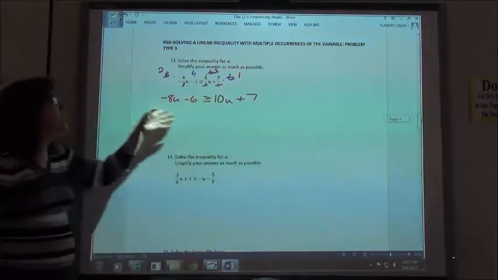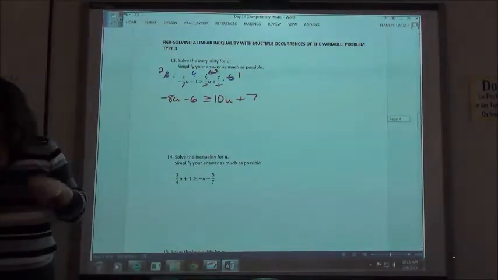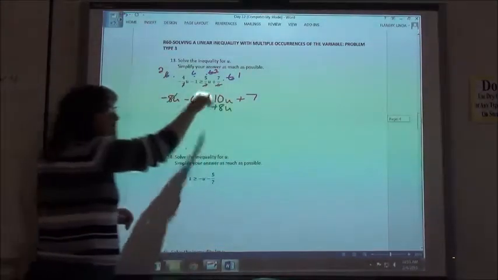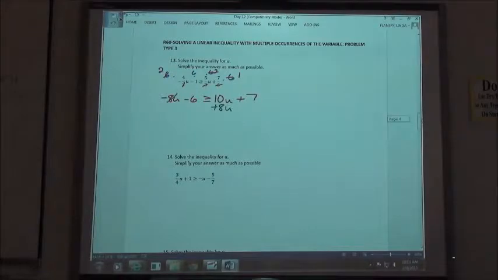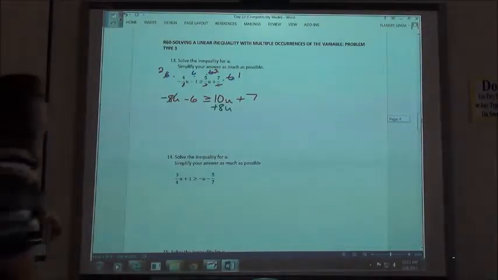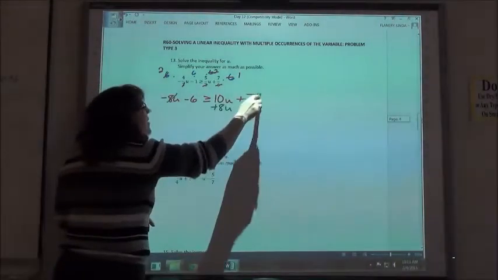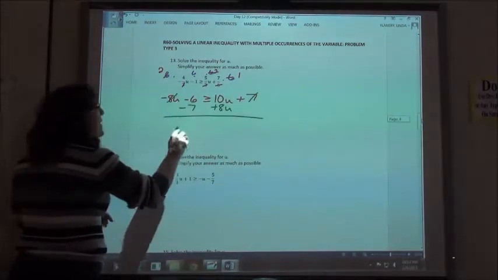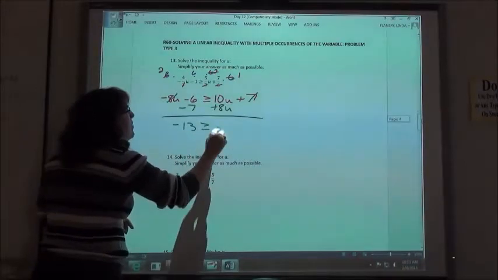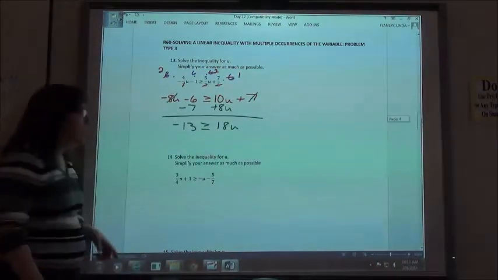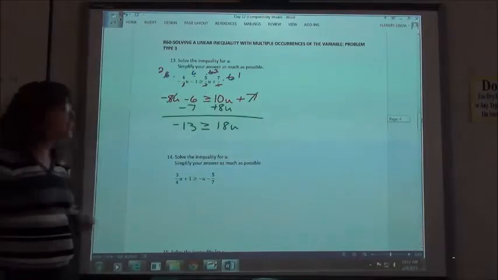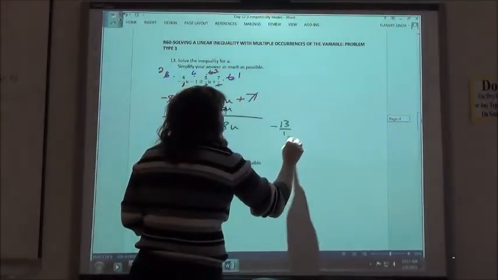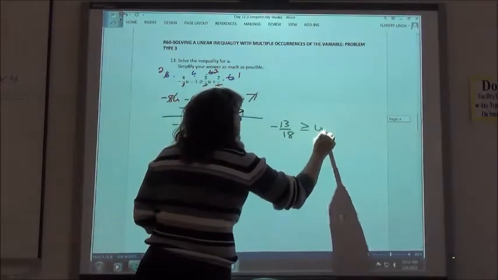So instead of moving this u to the left like we usually do when we solve equations, they might decide, let's move the u to the right, because then I have a positive 18 and I don't have to remember to flip my sign at the end. So if I move this over here to the right, that means I want to move this over here to the left. We would get negative 13 is greater than or equal to 18u. We then have to divide by the 18 to solve. So negative 13/18 is greater than or equal to u.